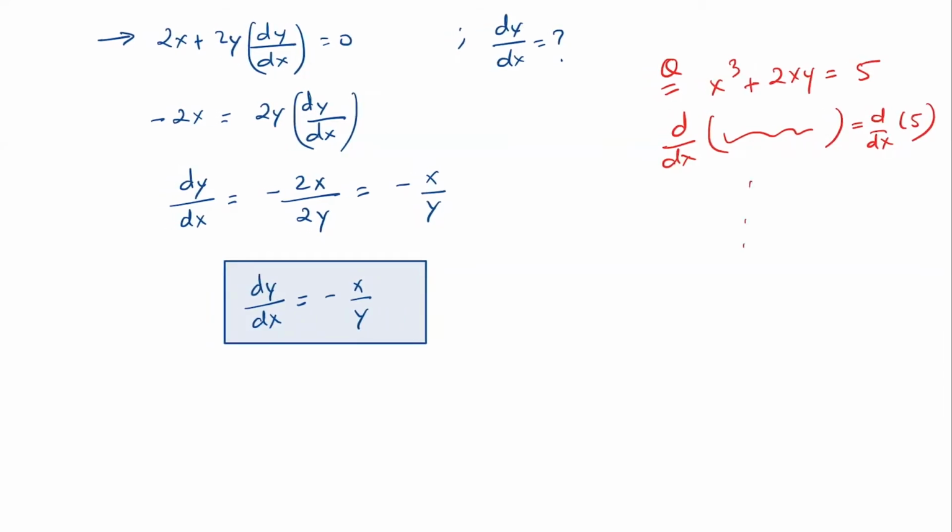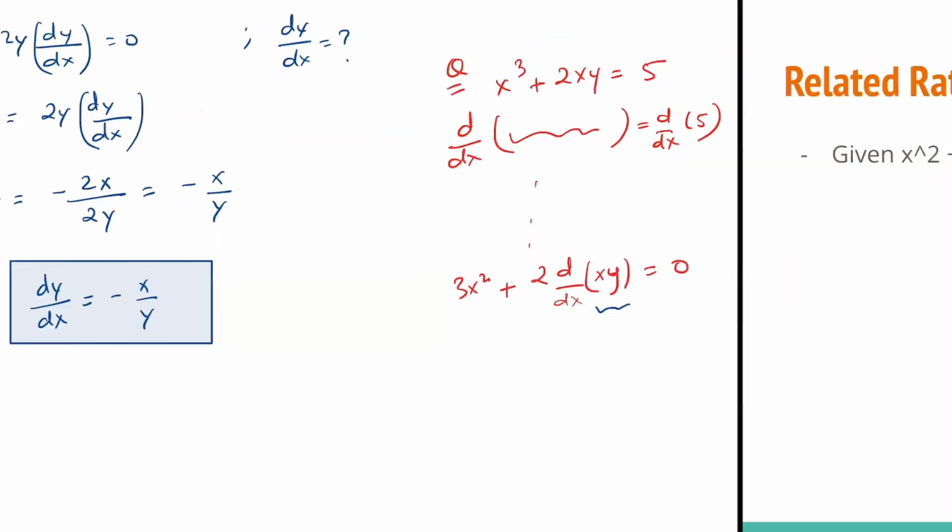So for quick demonstration, this will be 3x squared plus 2 times d over dx of xy equals 0. And here notice that y is not constant because we are dealing with it implicitly, right? If this was not implicit, it would be constant, and we could just consider it as a constant. But here you can use the product rule.